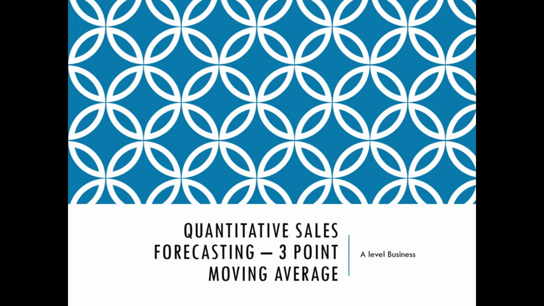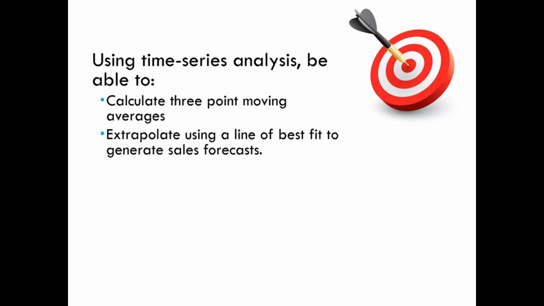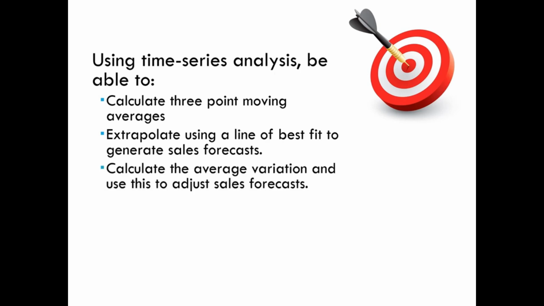Hello and welcome to this video on quantitative sales forecasting. So in this video we're going to look at how we perform time series analysis to make a sales forecast, and we do that by calculating a 3-point moving average. Then we use a line of best fit to extrapolate to generate our forecast, and then finally we use the average variation approach to adjust our sales forecast to come up with a final forecasted figure.